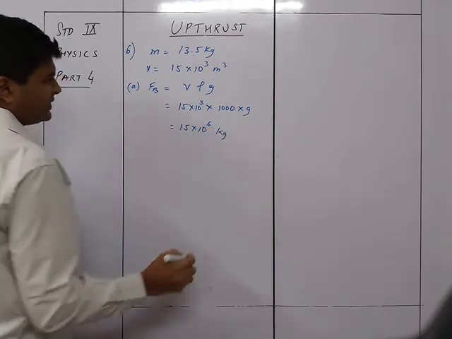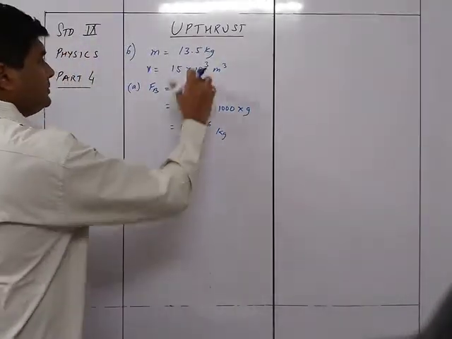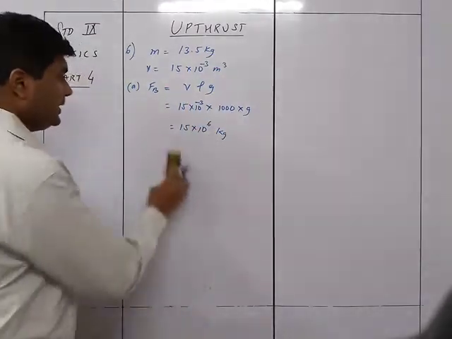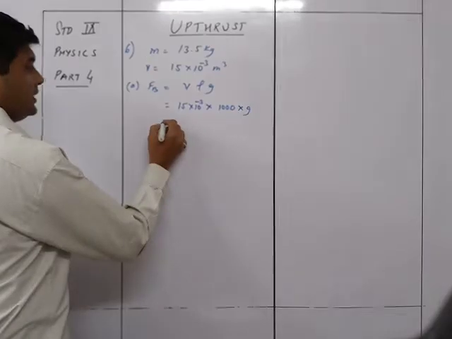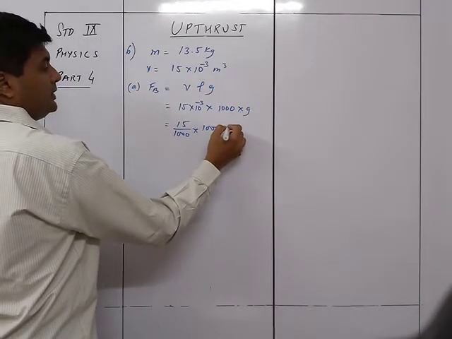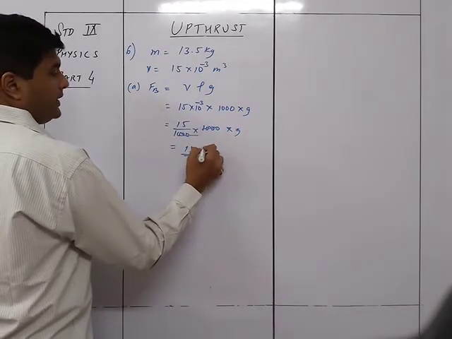This is nothing but 15 upon 1000 into 1000 into g. So it will be 15 kgf.